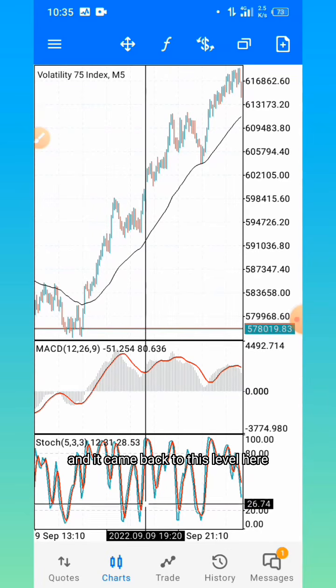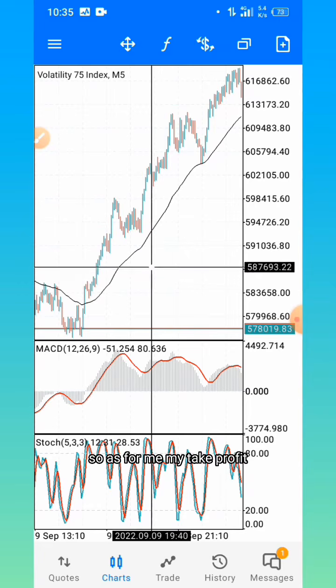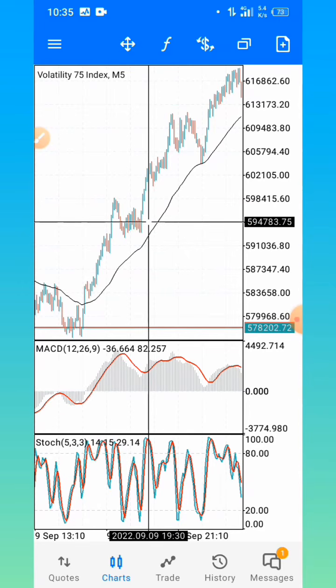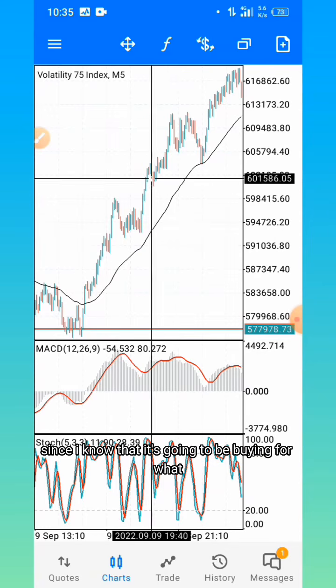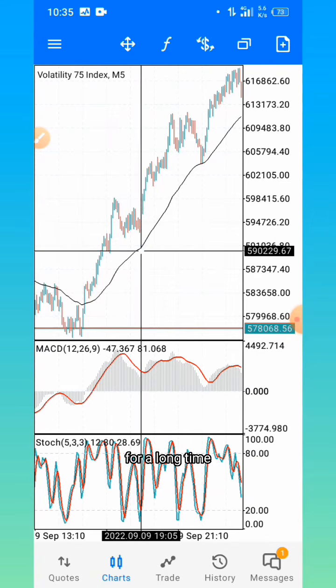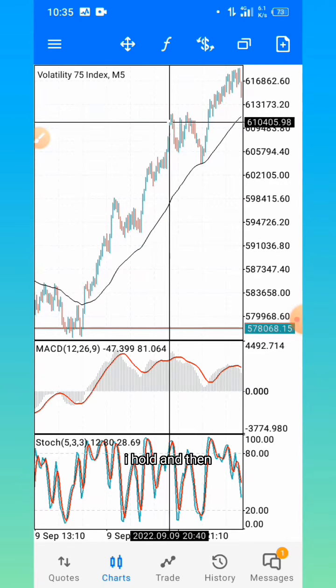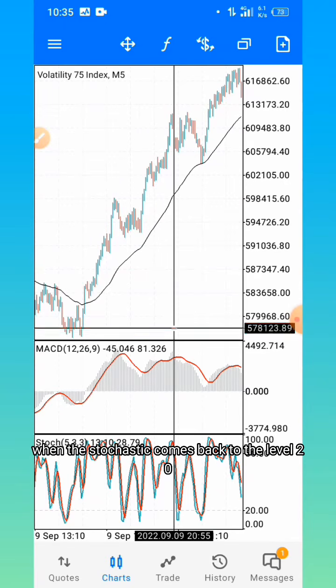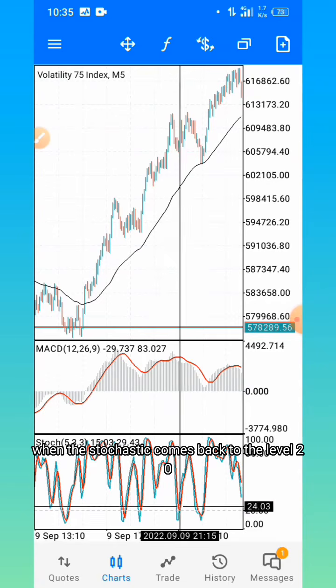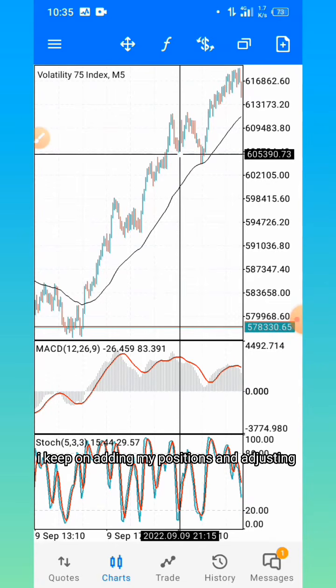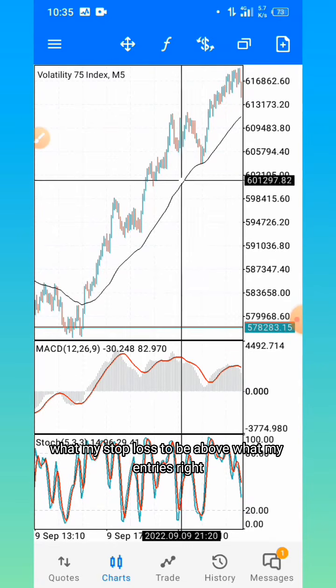As for my take profit, I usually have a price action point of view of it, but since I know that it's going to be buying for a long time, when I enter my buys here, I hold, and then when the stochastic comes back to the 20 level, I keep on adding my positions and adjusting my stop loss to be above the entries.